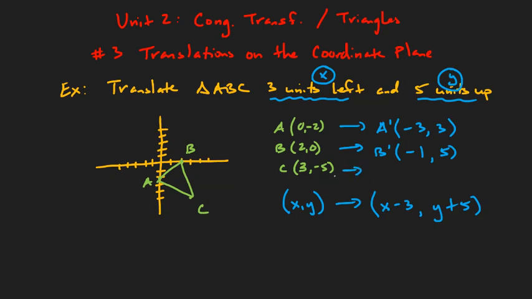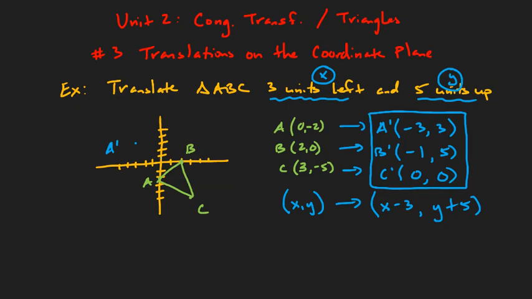To get C prime's coordinates, we take C at 3 and subtract 3, which is 0. We take the Y of -5 and add 5, which is 0. And here are the new coordinates of our image. Now we're going to graph these on the coordinate plane. If we go 3 left and 5 up, which is what I'll do, here's A. Go 3 left and 5 up: 1, 2, 3, 4, 5. There is A prime at the point (-3, 3).